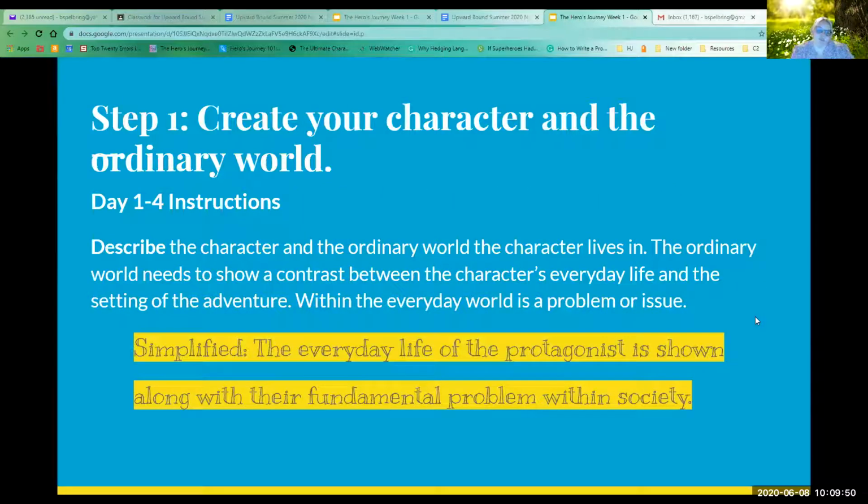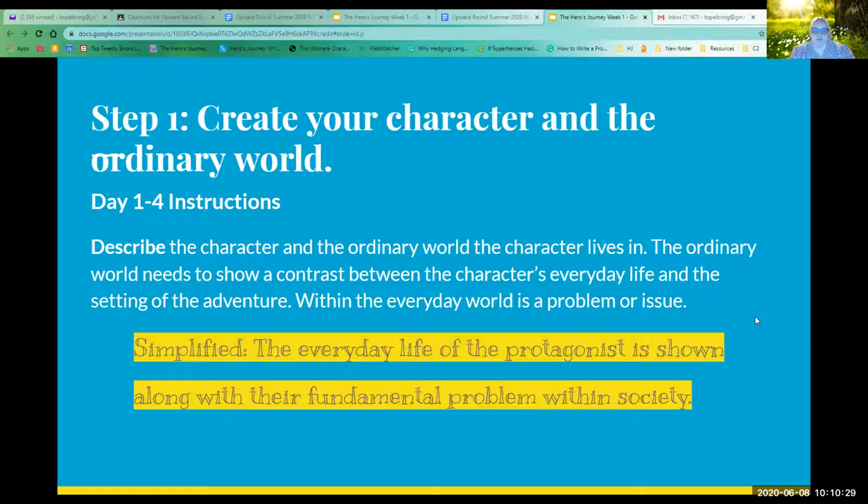All right, so step 1, create your character in the ordinary world. That's what we're doing this week. So describe the character and the ordinary world the character lives in. The ordinary world needs to show a contrast between the character's everyday life and the setting of the adventure. Within the everyday world is a problem or issue. So to simplify that, the everyday life of the protagonist is shown along with their fundamental problem within society. So like in the Hunger Games, the big fundamental problem is the poverty of the district people, right? And how badly they're treated.